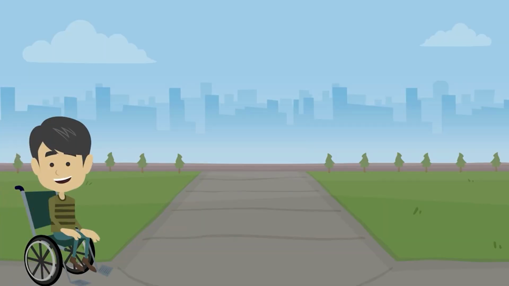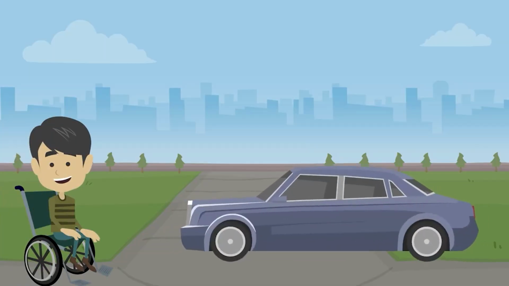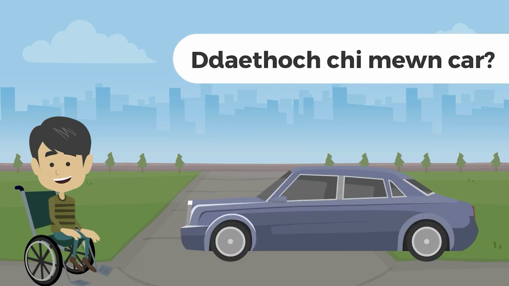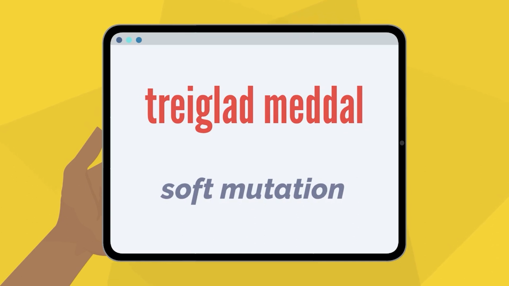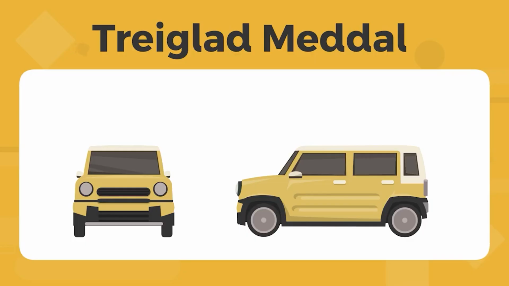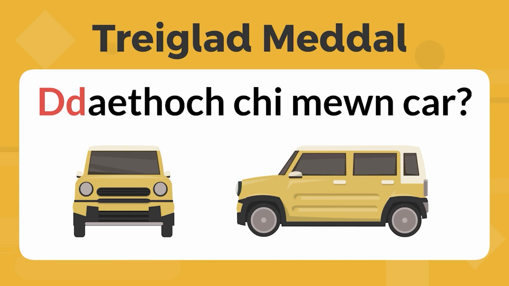To ask, did you, plural, come in the car? We say, ddaethoch chi mewn car? Ddaethoch chi mewn car? Again, we see there is a treiglad meddal, soft mutation, at the beginning of the question. Ddaethoch chi mewn car?